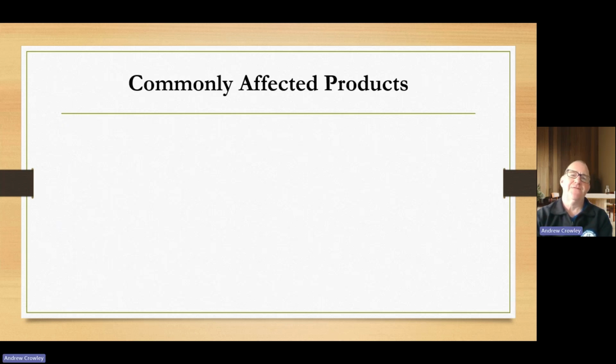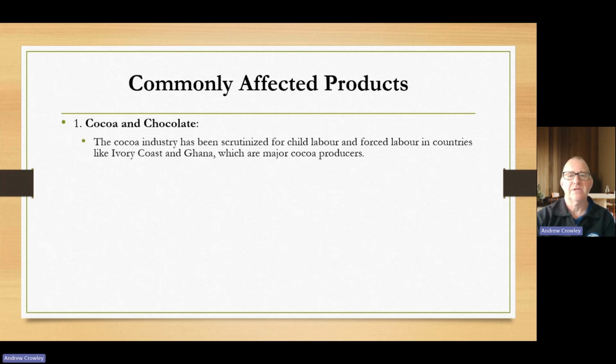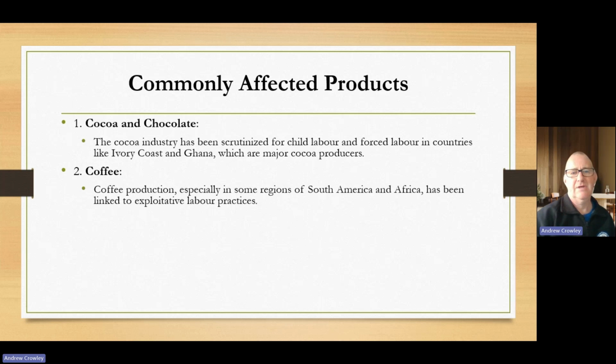So what are the products affected and used or created in this globalized slave trade? The obvious one is cocoa and chocolate. In the Ivory Coast and Ghana in particular, the cocoa industry has seen child labour and forced labour produce the cocoa and chocolate that we eat. Coffee, we all like our coffee, but in some areas, particularly South America and Africa, it's been linked to exploitative labour practices.